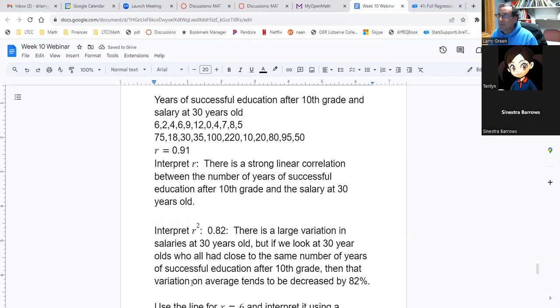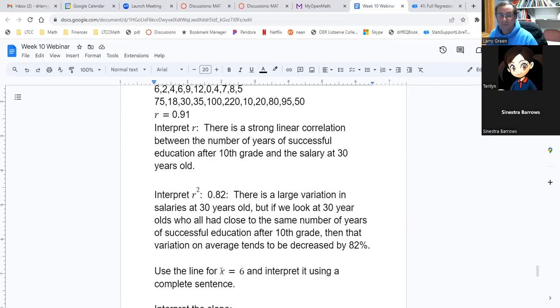Any questions on that? So that means that it's a good predictor. Does that make sense? So education is a good predictor of salary. Any questions on that? Okay.